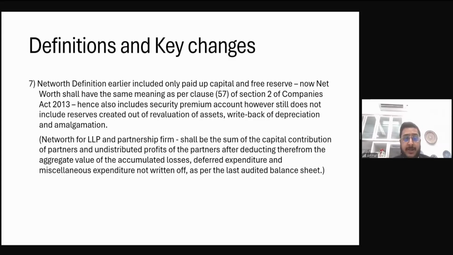Now, the question is, when we're saying an entity cannot make an ODI of more than 400% of its net worth, how can an LLP and a partnership firm make it? So, for an LLP and a partnership firm, the net worth should be the sum of the capital contribution of the partners and the undistributed profit of the partners. So, basically, capital and current account. That becomes your net worth for an LLP and for a partnership firm. Of course, over here also you should not take into consideration deferred expenditure or any miscellaneous expenditure which can be written off.